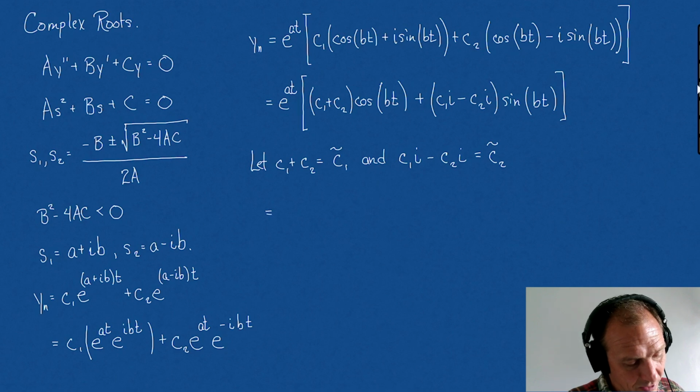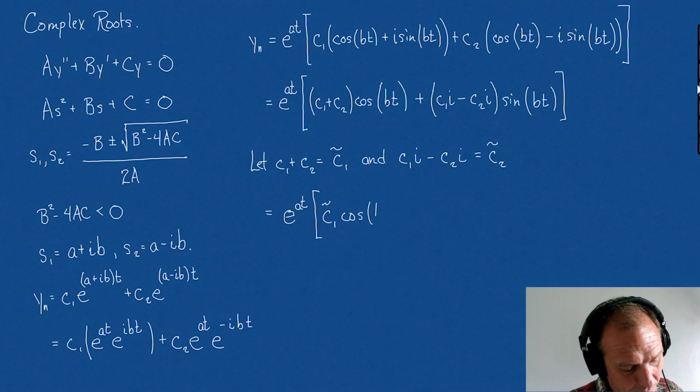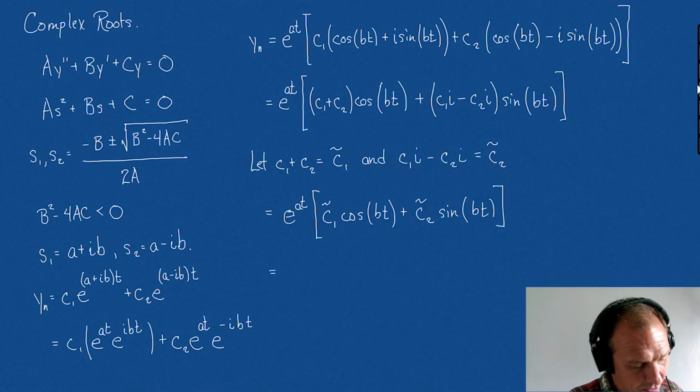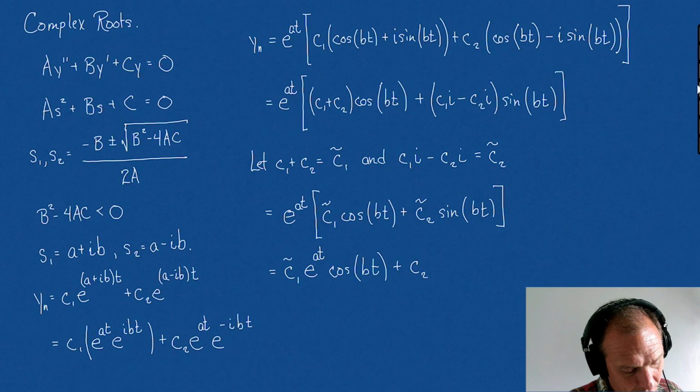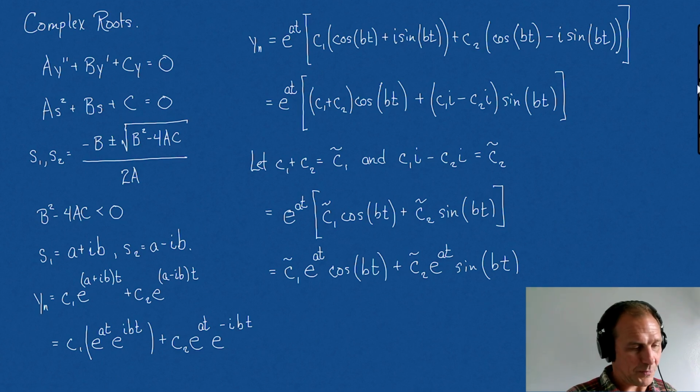So look at what we have. We've got e^(at) times (c1 tilde cosine bt plus c2 tilde sine bt). And then usually the exponential is included, so this would be c1 tilde e^(at) cosine bt plus c2 tilde e^(at) sine of bt. And that would be the general solution with complex roots written in terms of the exponential and of sines and cosines.